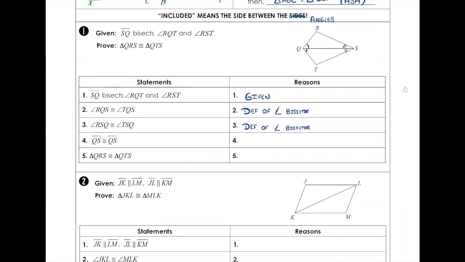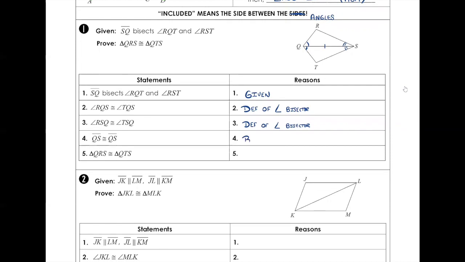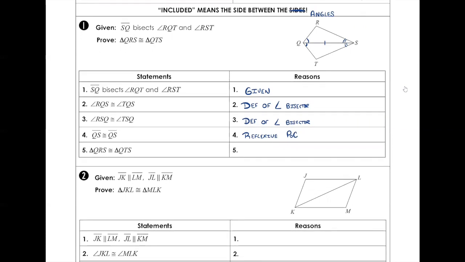QS is congruent to QS. Why? Shared side. Reflexive property because it's a shared side. So that's one of our shared sides. And a shared side is always congruent.